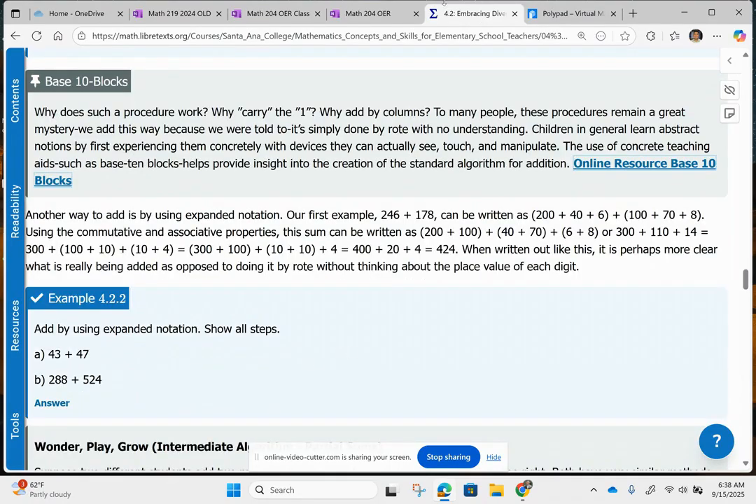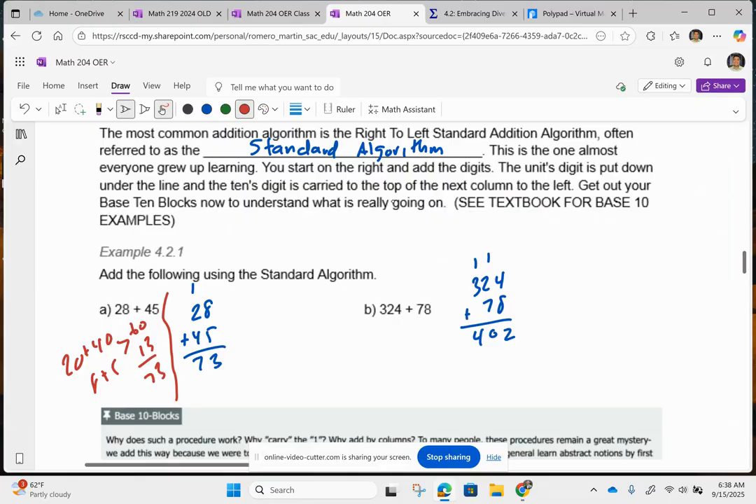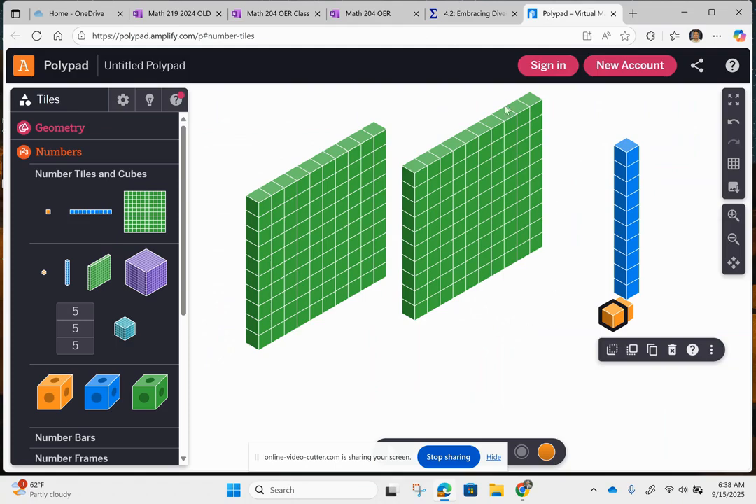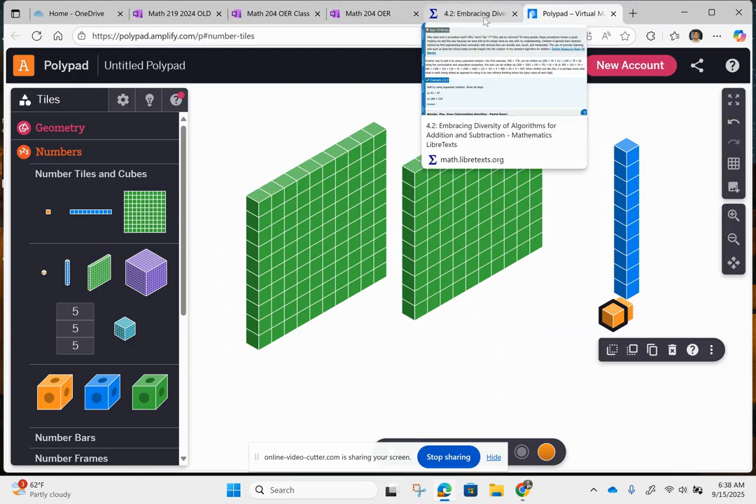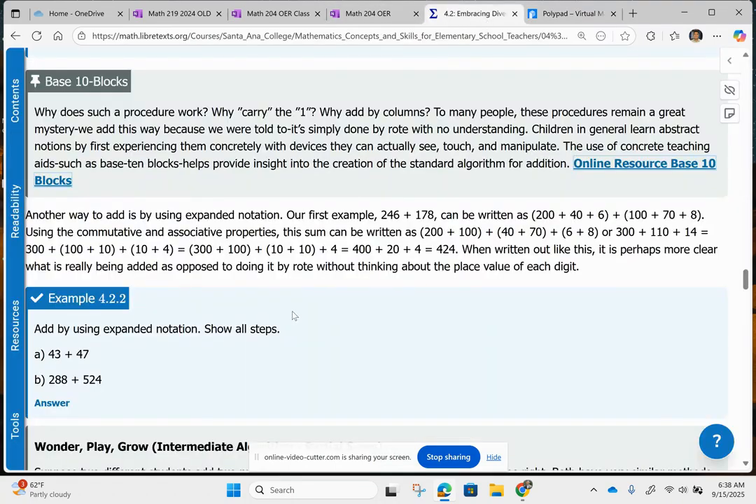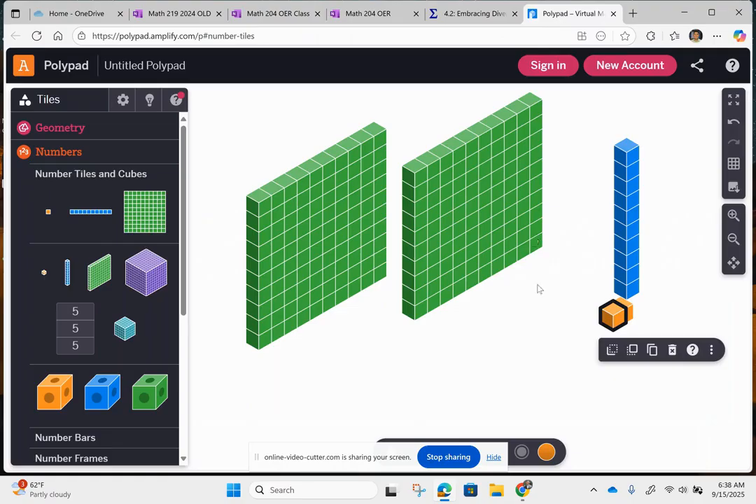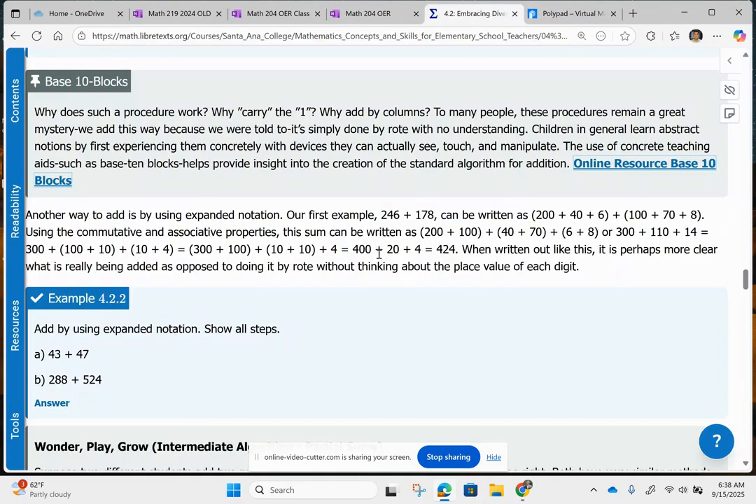But that's where our standard algorithm comes from. You build it from the base blocks. And if we were in class, we'd play with it a little bit so that you could learn where that comes from, right? When we have too many, we regroup by tens, right? So something to think about. Remember how you learned base 5 arithmetic to keep that in mind.